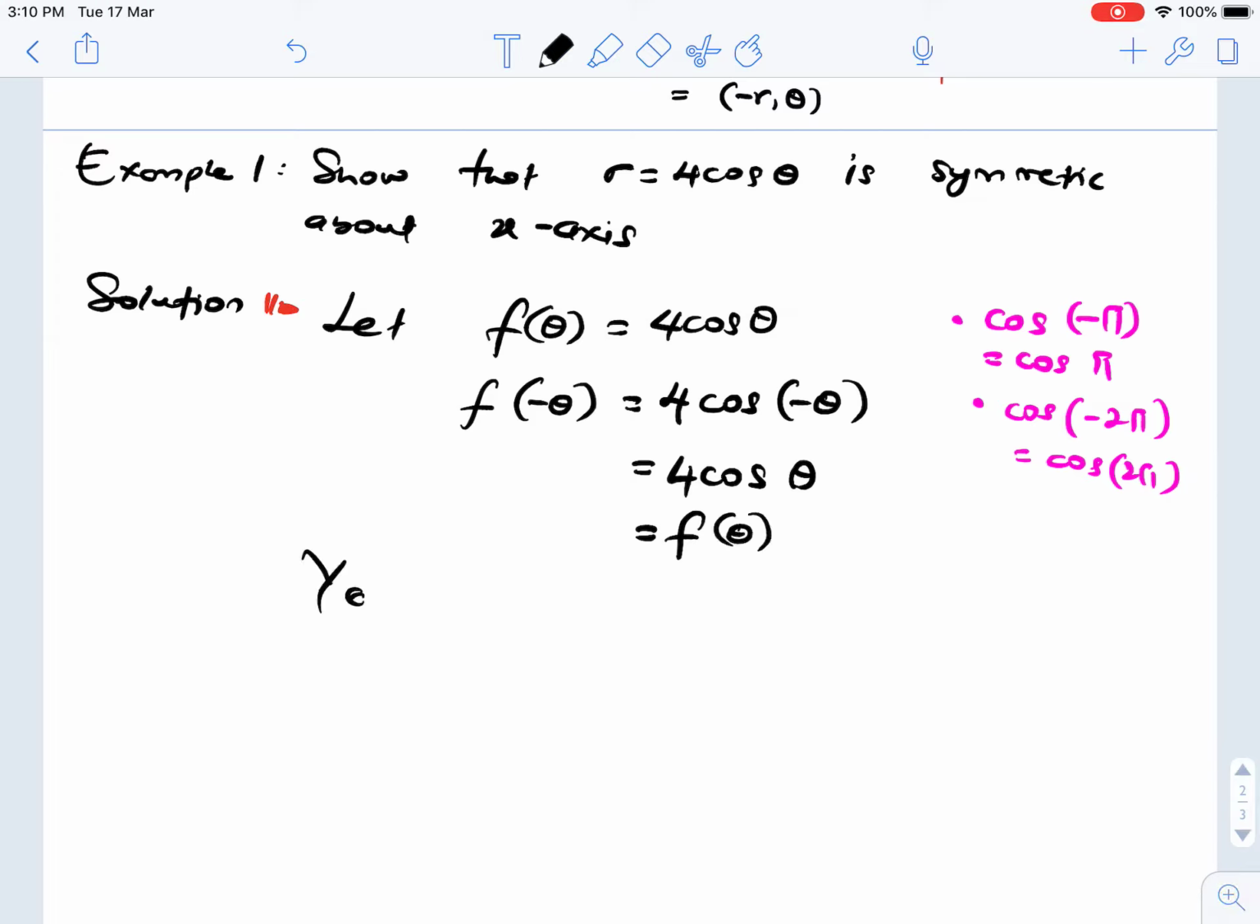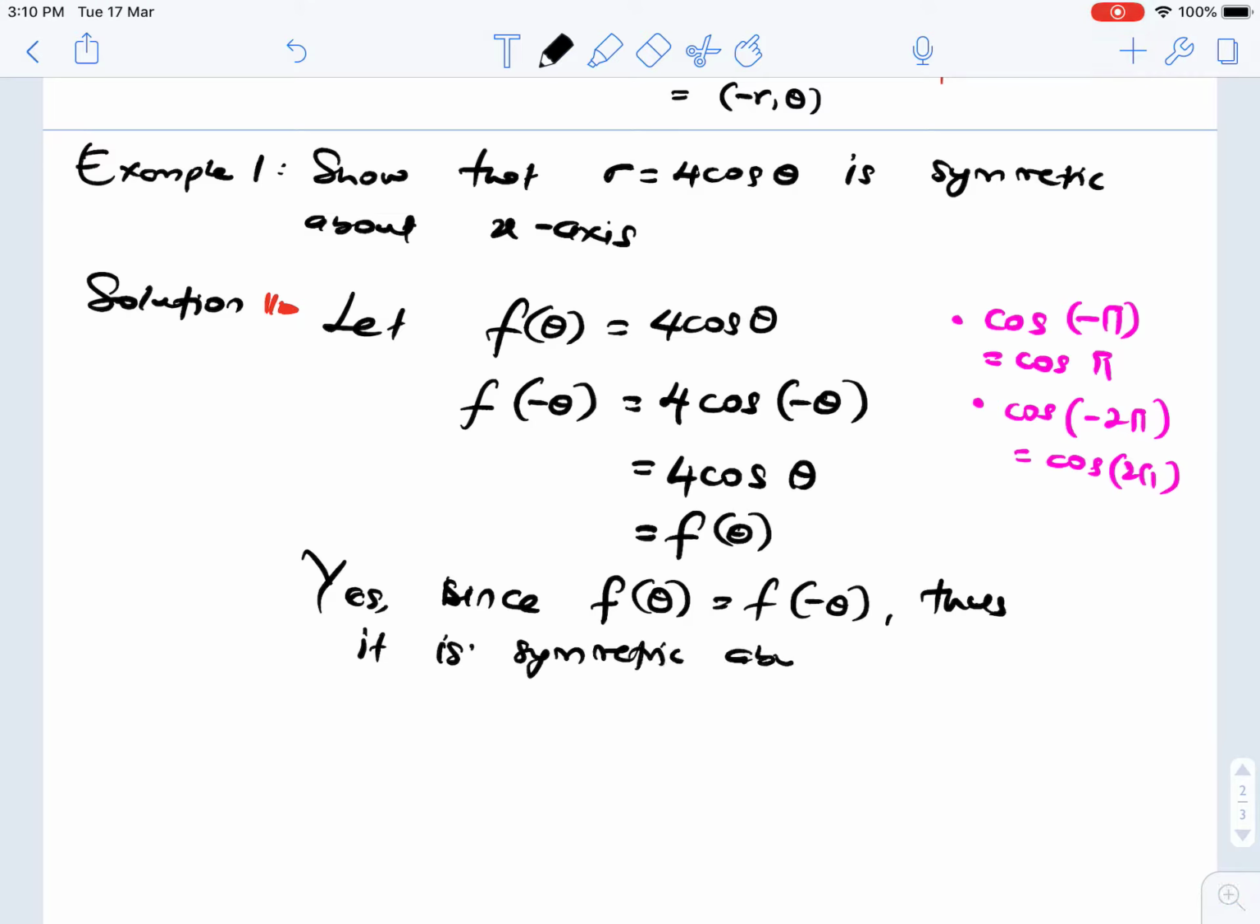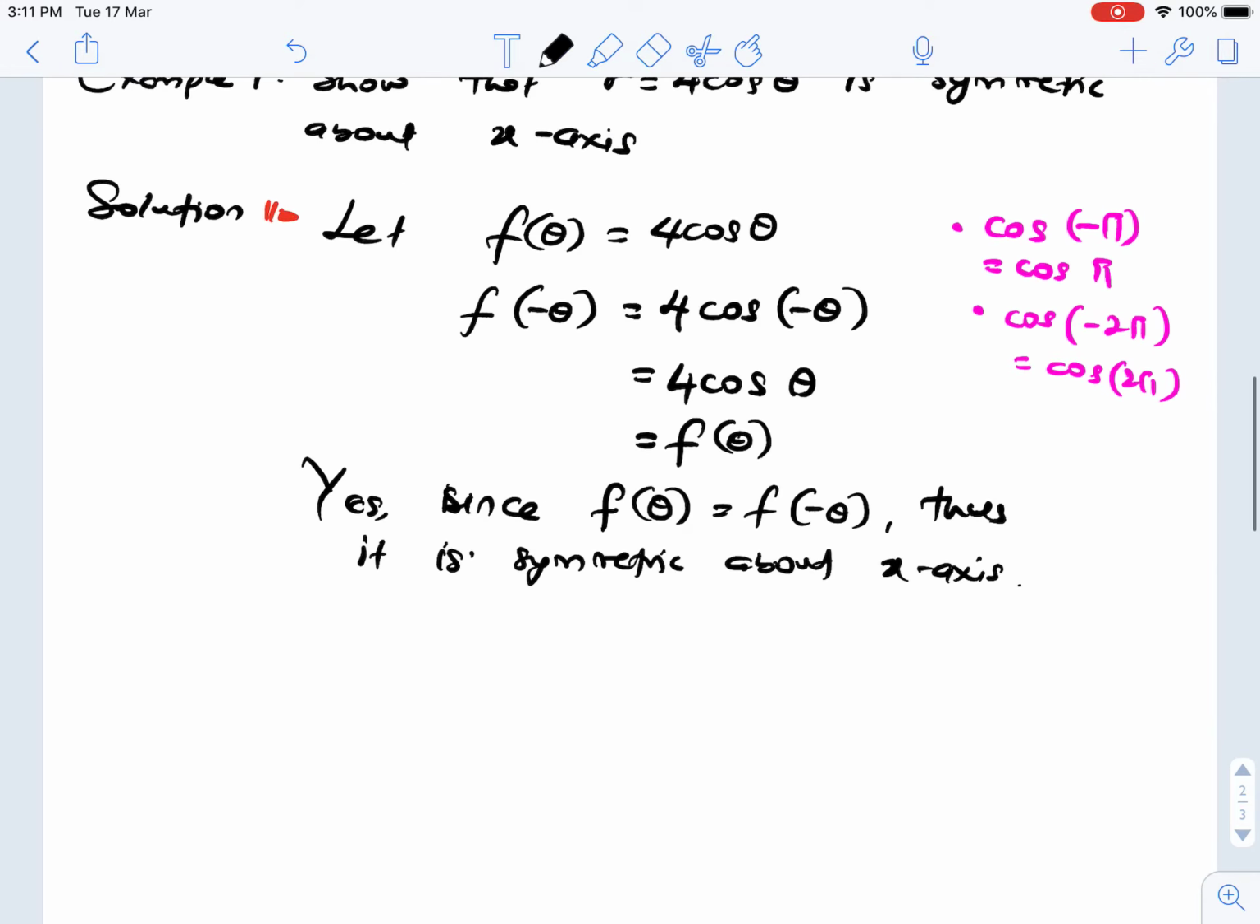So yes, it is symmetric since f theta equals to f negative theta. Thus, it is symmetric about x-axis. Shown.